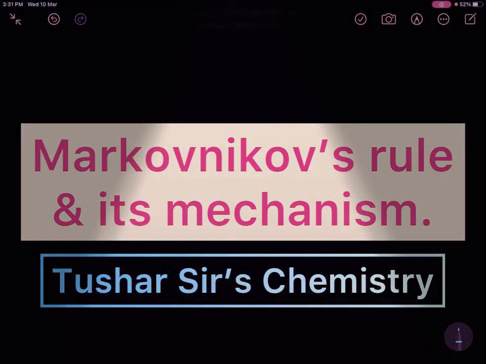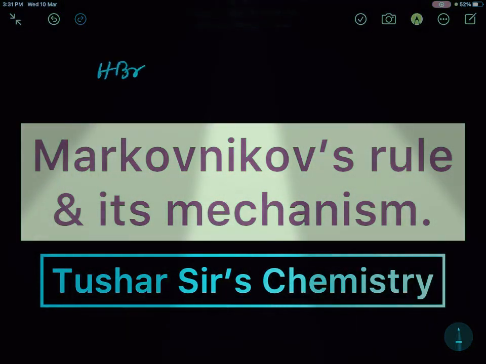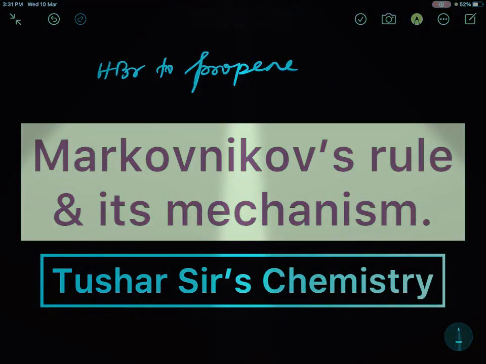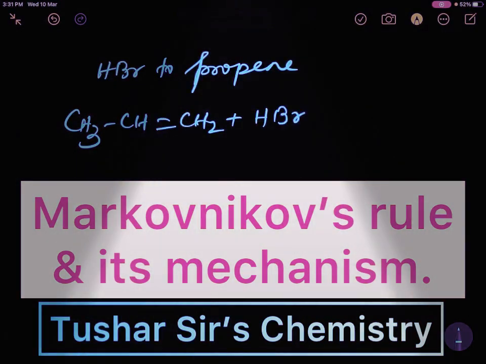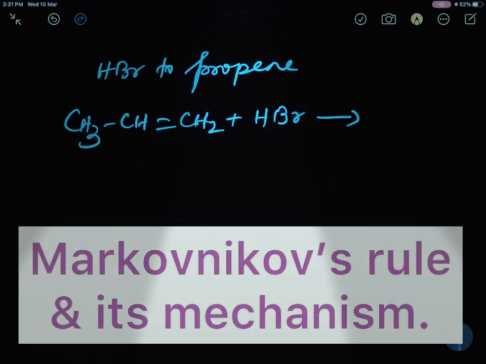Let us add HBr to propane, CH3CH=CH2, on treatment with HBr gives two products.